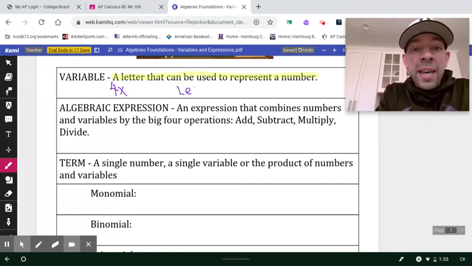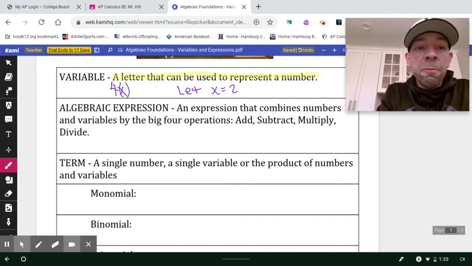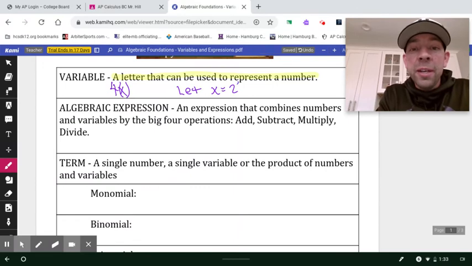So maybe you said, hey, I want to let x equal 2. Well, all we do is replace this x with a 2. 4 times 2 makes 8. There's your new answer. And then you could change your mind and say, I don't want x to be 2. Maybe I want it to be a 5. So you could come back and replace that x with a 5. 4 times 5 makes 20.